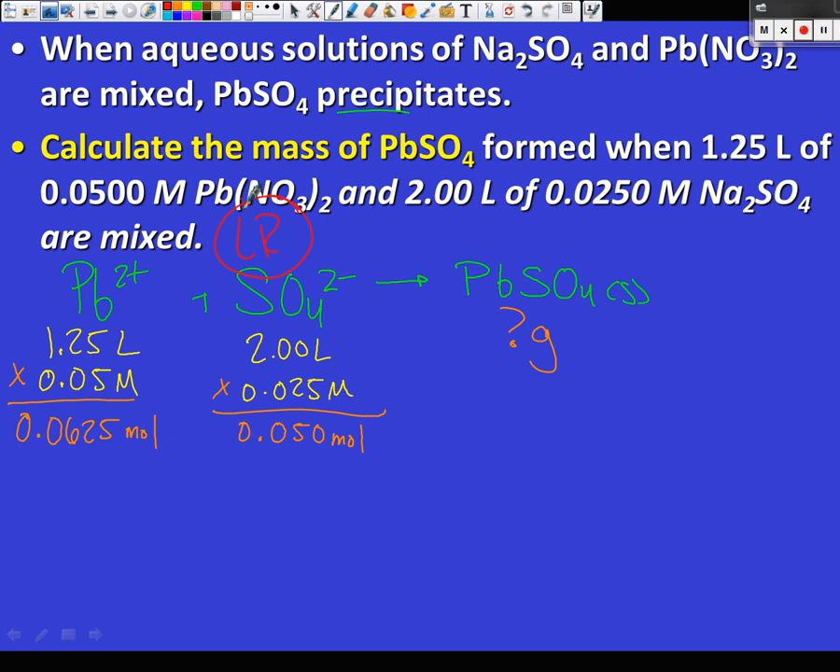Do y'all want to go through this? You pretty much got it. Do you want to do it? Okay, let's stoich it up. All right, so I've got 0.050 moles of sulfate.